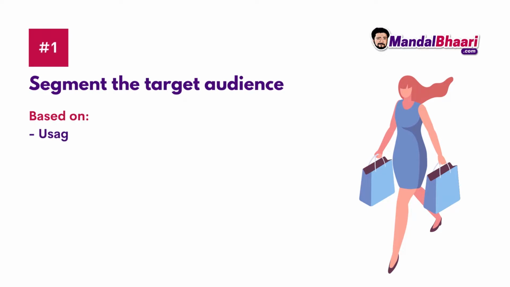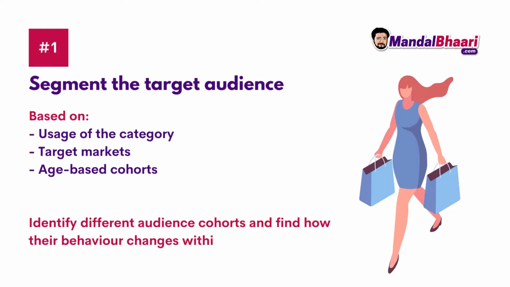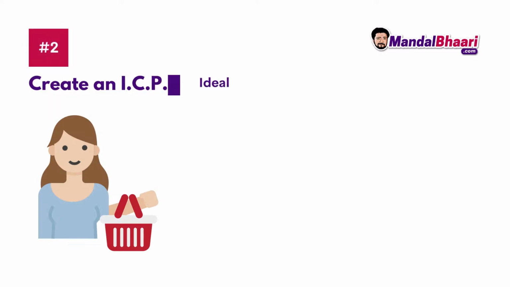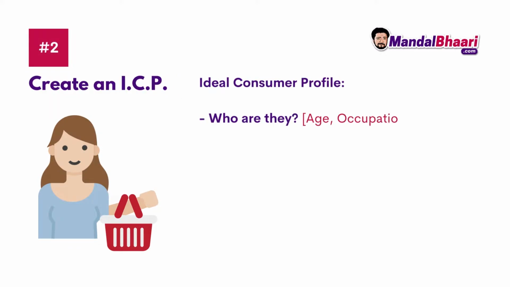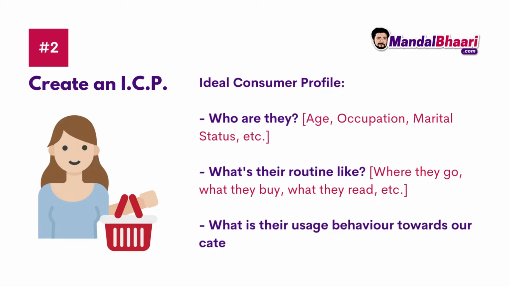First, segment the audience based on their usage of the category or markets or age groups. Identify how consumer behavior changes within the category. Second, create an ICP, that is, an ideal consumer profile. Design the demographics and the daily routines and habits of the type of consumer who should buy from you.